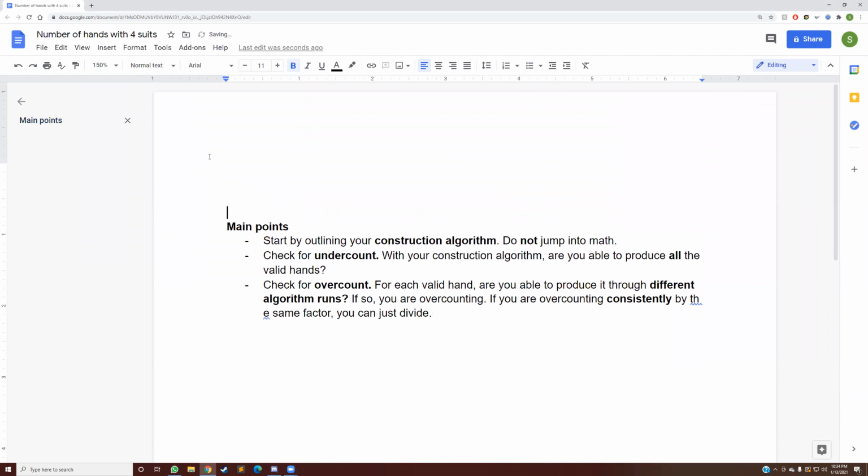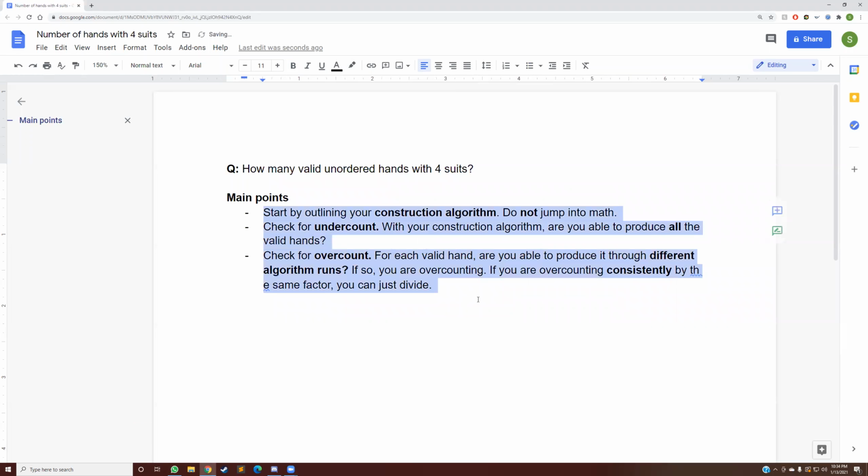Okay, so the question is, how many valid unordered hands with 4 suits? I'm going to go through 3 different ways of arriving at the same answer. But my hope is that you will get these main points whenever you encounter these counting problems. I want you to follow these steps, and I'll give more detailed explanation later.